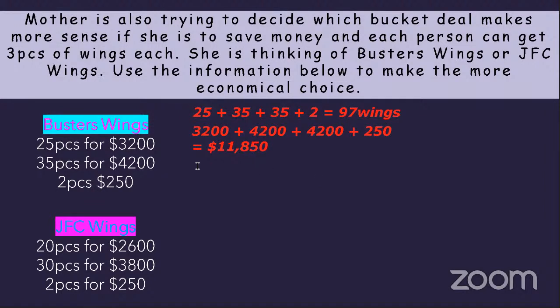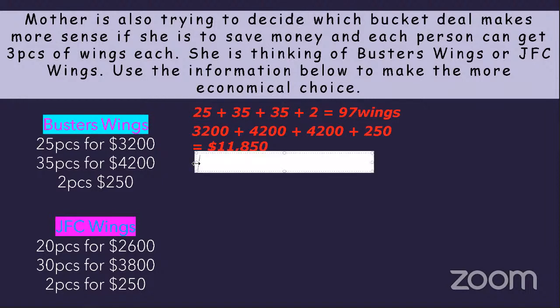So we're going to do another combination for Buster's wings before we move on. We're going to do at least 2 combinations for Buster's wings and at least 2 for JFC. All right, so what other combination could we have of Buster's wings? So we could have had 35 pieces twice, and that means we would have what? 35 plus 35 would be 70.